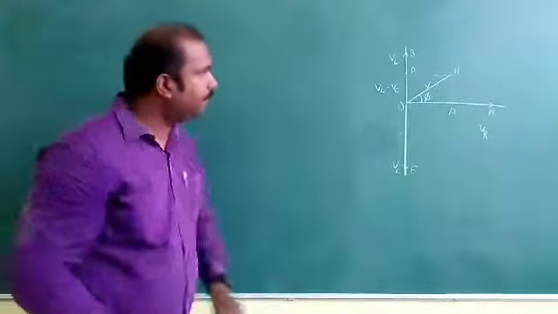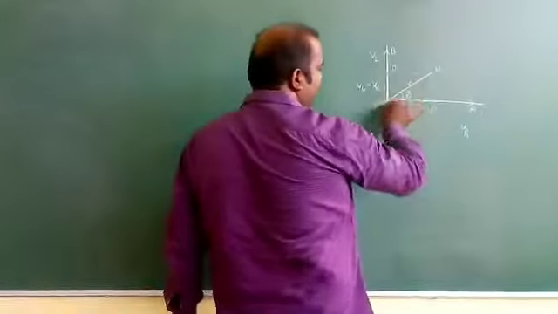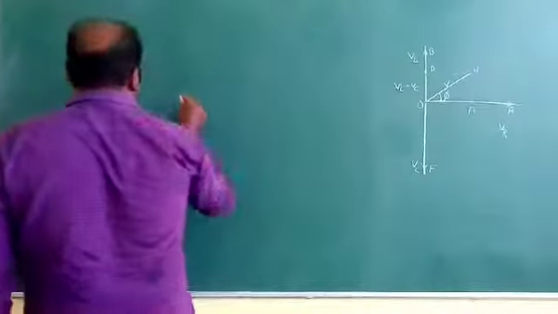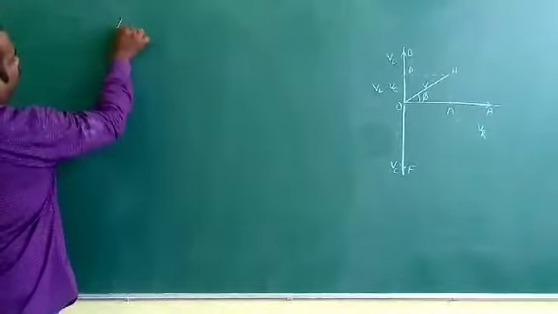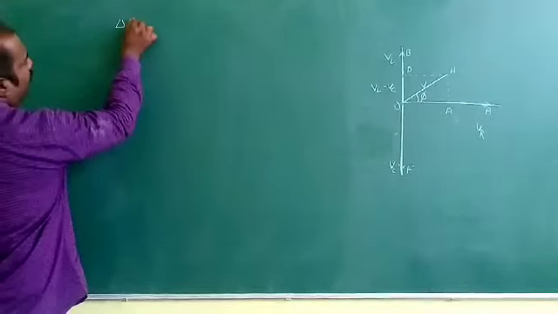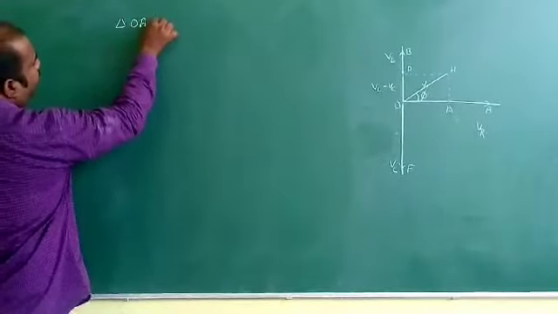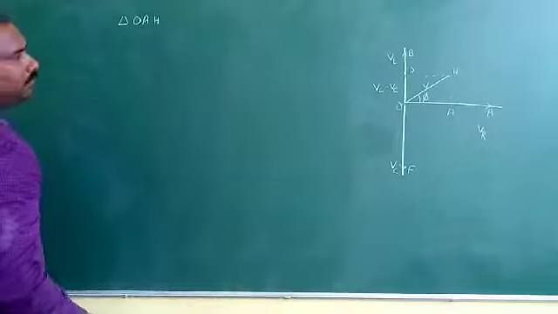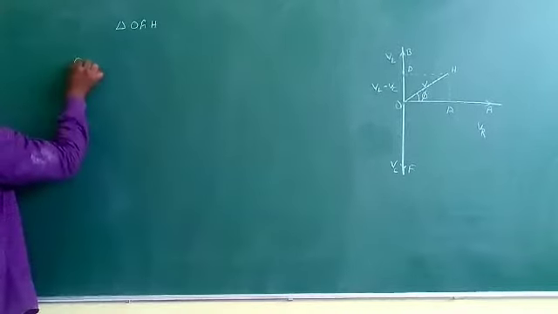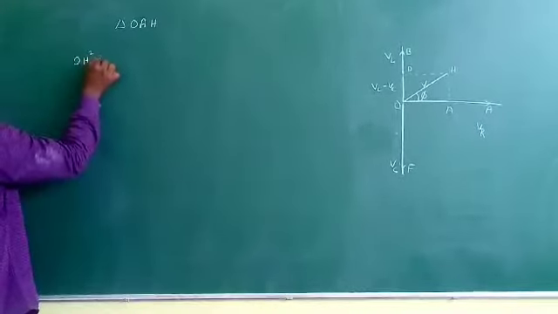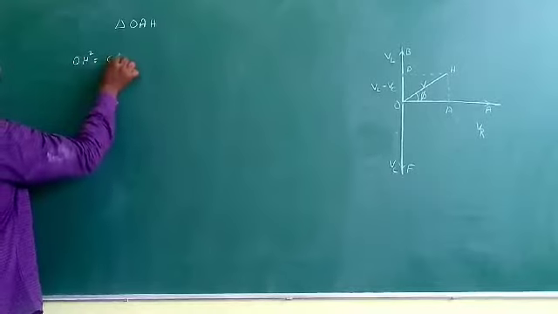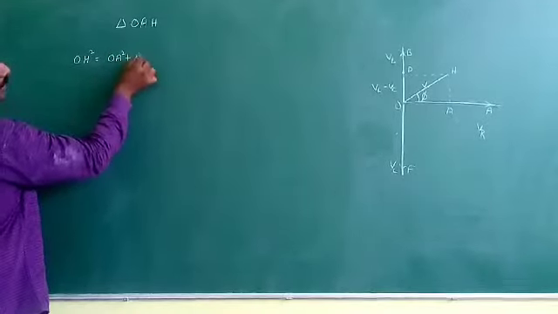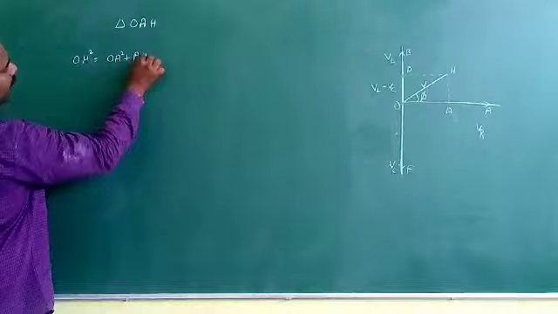Now see, in this graph I am taking this triangle. From the triangle OAH, OH square is equal to OA square plus AH square.